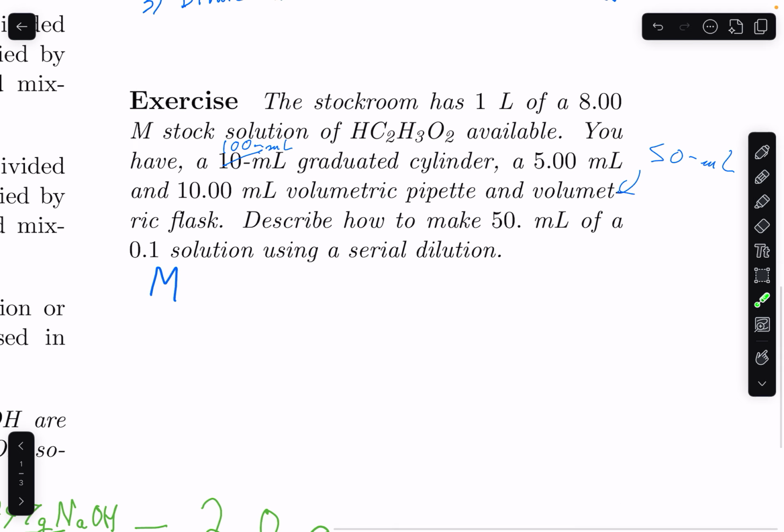The exercise is similar, but I am more specific. I tell you what you have available to you, and I also ask you to do a serial dilution. This is necessary because I'm asking you to take an 8 molar stock solution to a 0.1 molar concentration. I only want 50 mils.